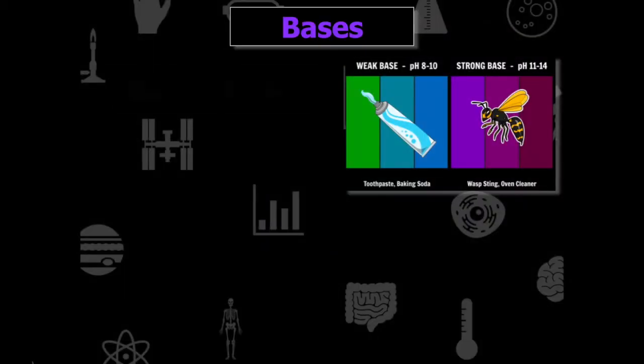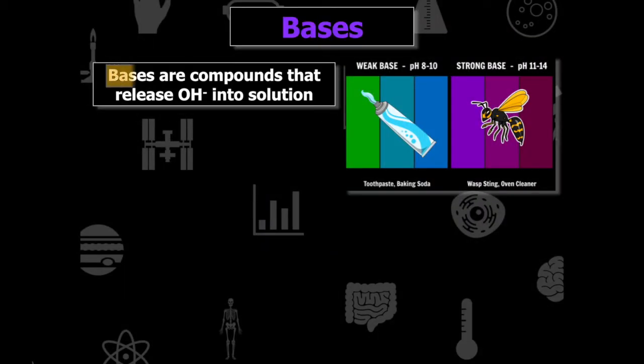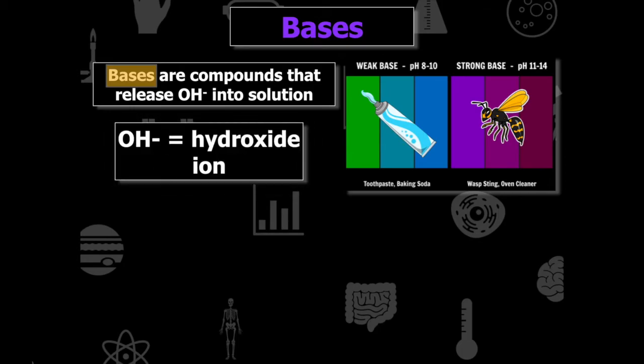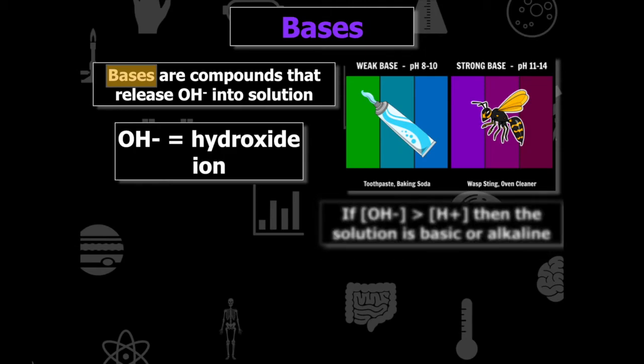Now, bases are going to be different. Bases are compounds that release OH minus ions into the solution. OH minus is our hydroxide ion. If the OH minus ions are greater than the H plus ions in the solution, then it is basic. We can also call this alkaline.